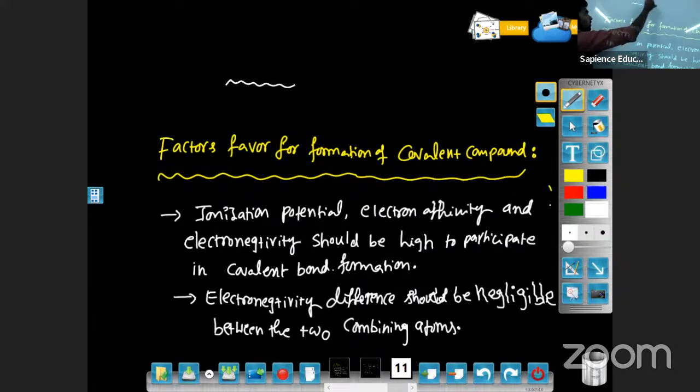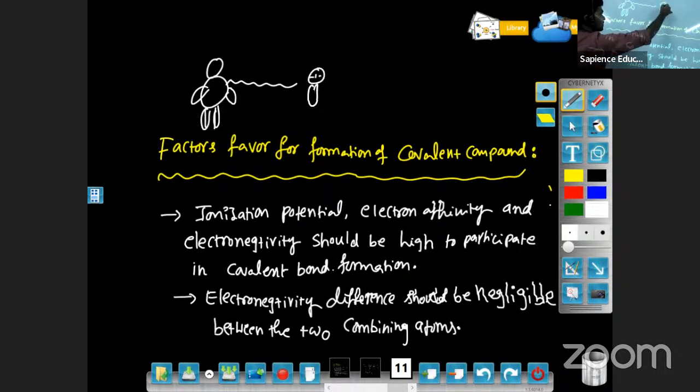It's like a tug of war. This side a fat boy, this side a thin boy. Who will win the game? The fat boy, right? In the same way, when two atoms combine through a chemical bond, one of the atoms has more tendency to pull the electron towards itself. That atom we call the more electronegative element.